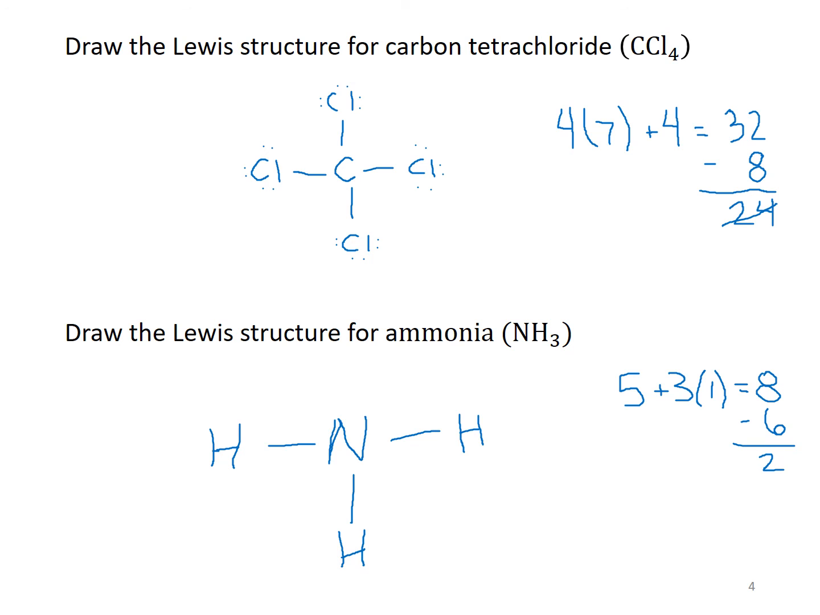We do not have to fill the octets of the hydrogens. Hydrogen does not need an octet. It only needs a duet. So they are already done. Hydrogens won't have lone pairs on them. So these 2 electrons, since we have leftovers, will go on the central atom. So my 2 final electrons will go on that nitrogen.